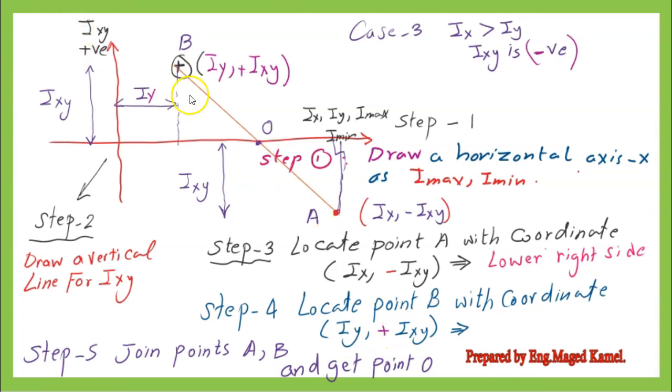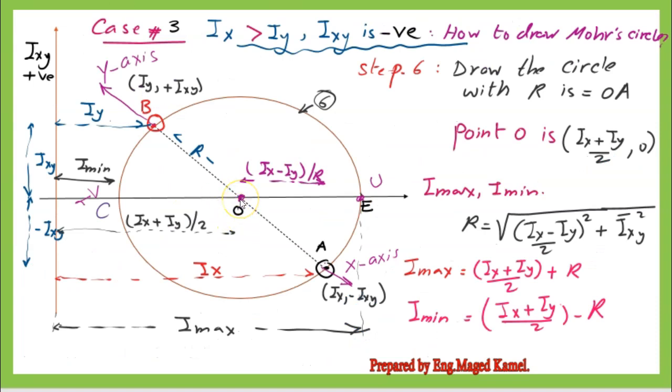The point B is drawn at the left side, and with Ixy upward, it will be in the upper left side. Number 5, join the 2 points A and B, and cut the x-axis at point O, which is the center of Mohr's circle of inertia. Number 6, draw the circle with the radius equal to OA equals OB. The coordinate of point O is (Ix plus Iy) over 2, 0.